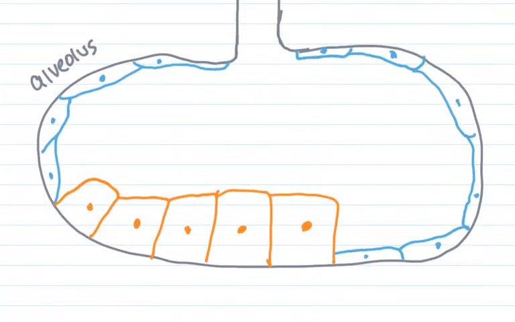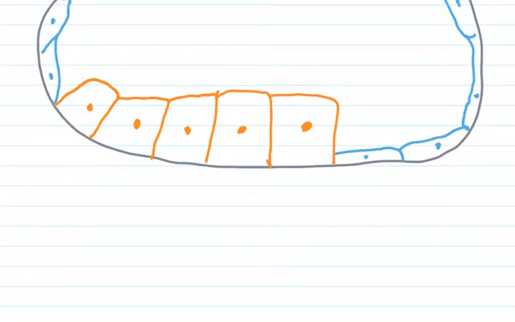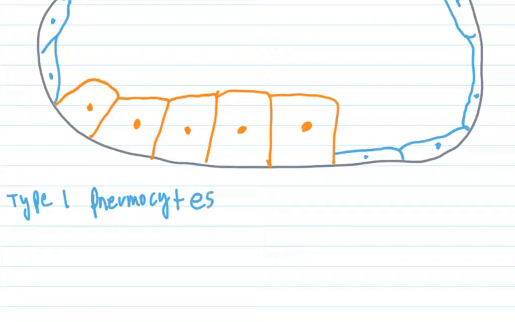Now let's write the short function of each first. The type 1 pneumocytes, which are in blue, so I don't know why I'm writing in orange. Let's stay consistent. Type 1 pneumocytes are responsible for our gas exchange. When you hear people talking about the alveoli and gas exchange, it is because of these type 1 pneumocytes. Because of those, we can perform our gas exchange. So they're responsible for helping us with our gas exchange.